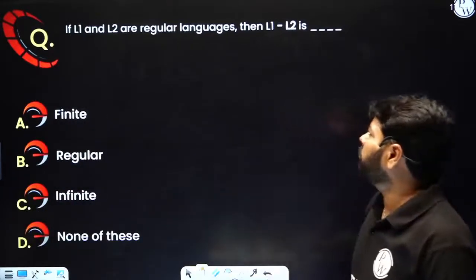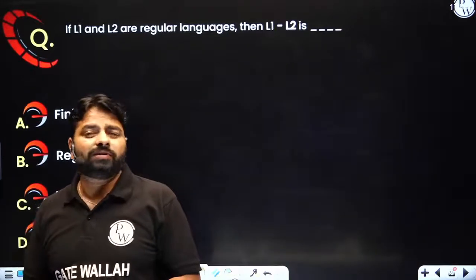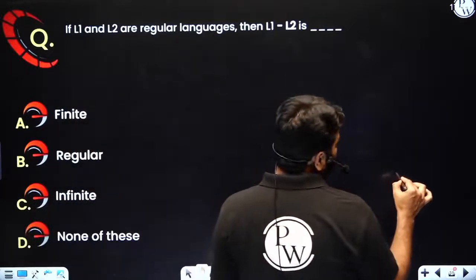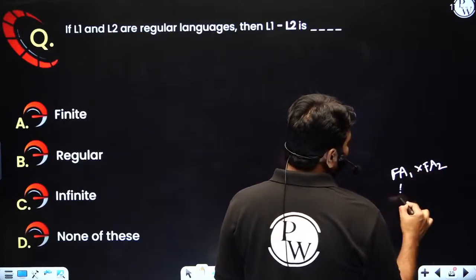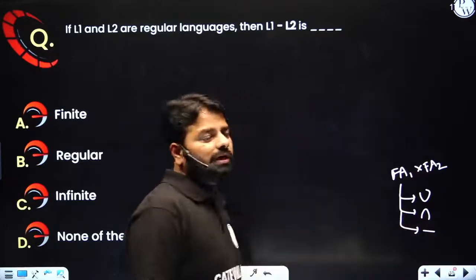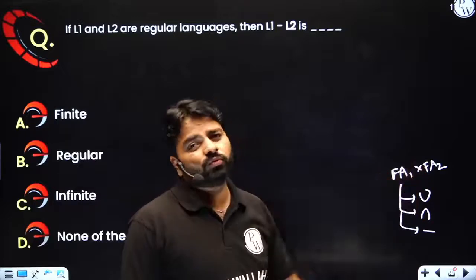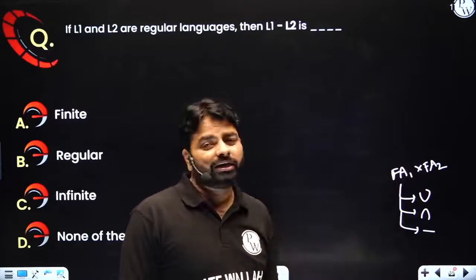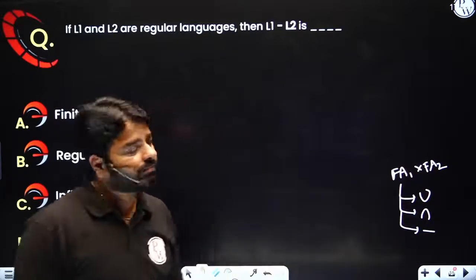So can you think about regular language minus regular language? Is it always regular? If you know the algorithm, the composition FA1 cross FA2, this algorithm is enough to prove union, intersection, even set difference. All three operations have an algorithm that is a Cartesian product of two finite automata. You can compose and then get the union, intersection and set difference of two languages with the help of the compound machine.